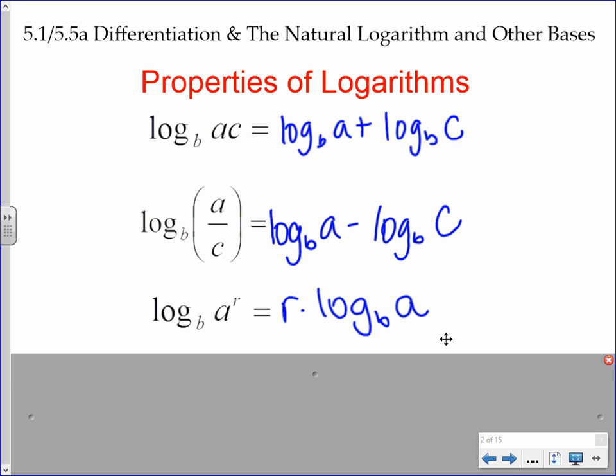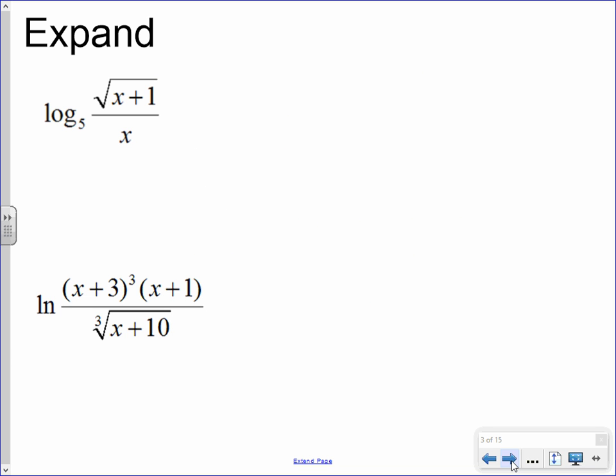So what I'd like you to do is, I'm going to give you about 1.5 minutes, and I would like you to expand these 2 logarithms. You can work together in your pod. So as a pod, come up with the expansion for these 2 logarithms.